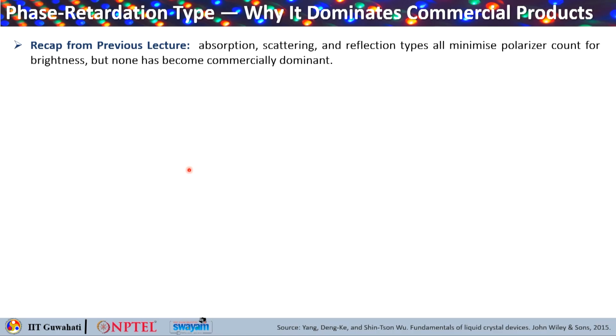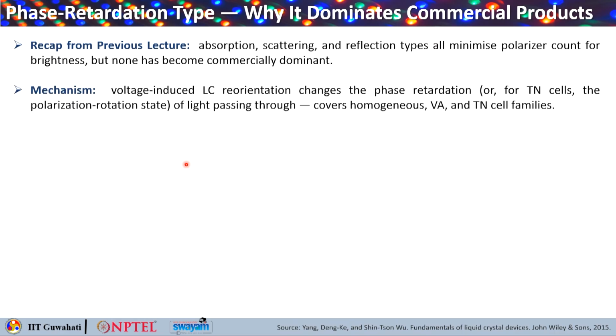So in the previous lecture we have seen that absorption, scattering, and reflection types are all covered, and each minimizes polarizer count to maximize the brightness, but each pays for that advantage with a different practical cost, something like limited contrast, high drive voltage, or manufacturing complexity, right? And none of the three could achieve widespread adoption, right?